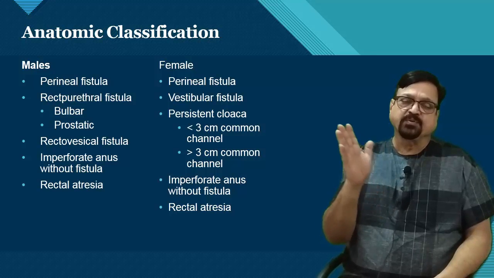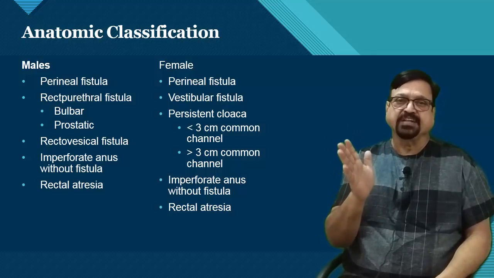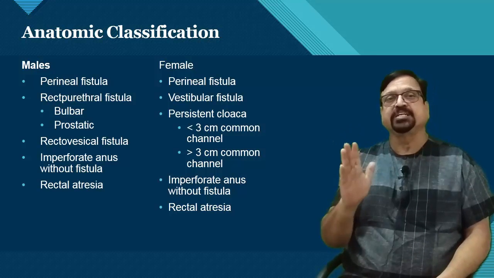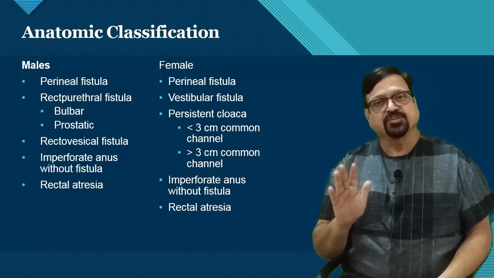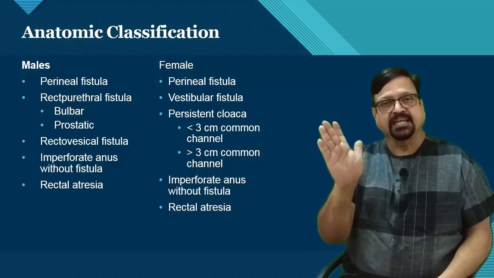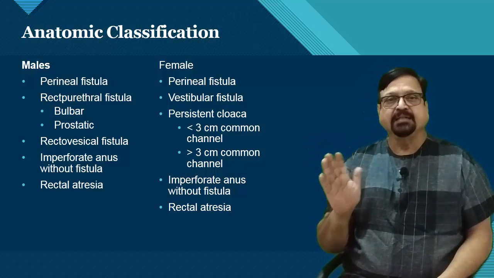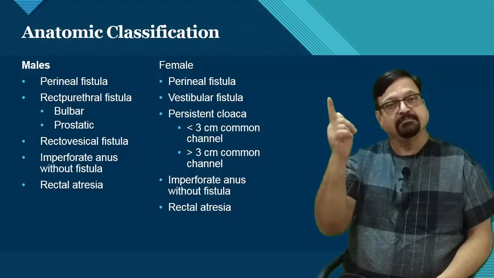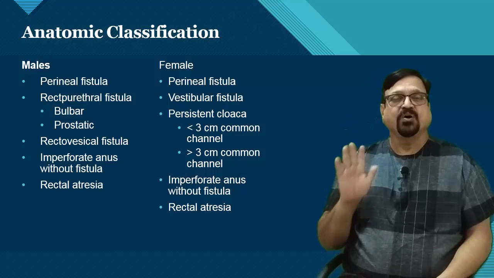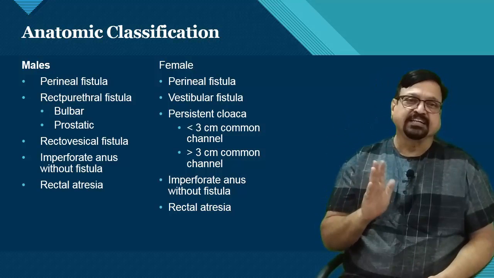This illustration we are going to see when we see the films and the results of this study. Then there can be a rectovesical fistula, from the rectum directly into the bladder. So there can be imperforate anus without fistula, just imperforate anus and a blind-ending rectum, or there can be rectal atresia of different lengths.